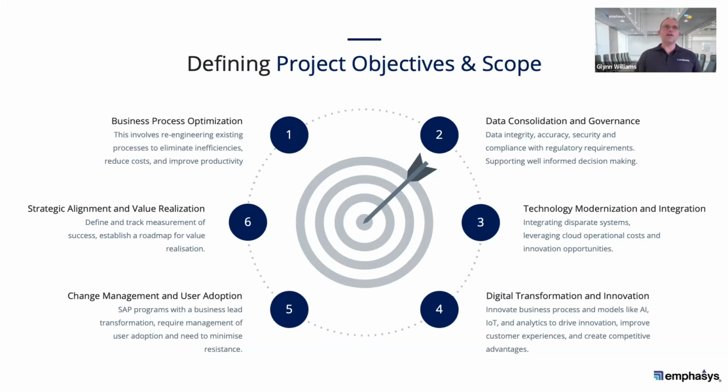So let's quickly run through. If we're looking at business process, which is a business-led transformation, business process optimization, where can we re-engineer? Where can we eliminate inefficiencies? Where can we reduce costs, improve productivity?